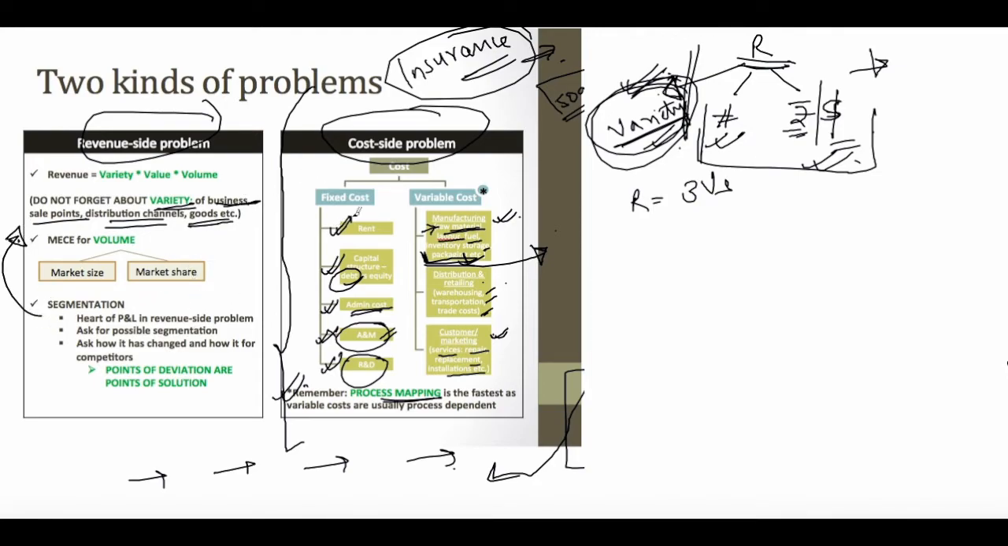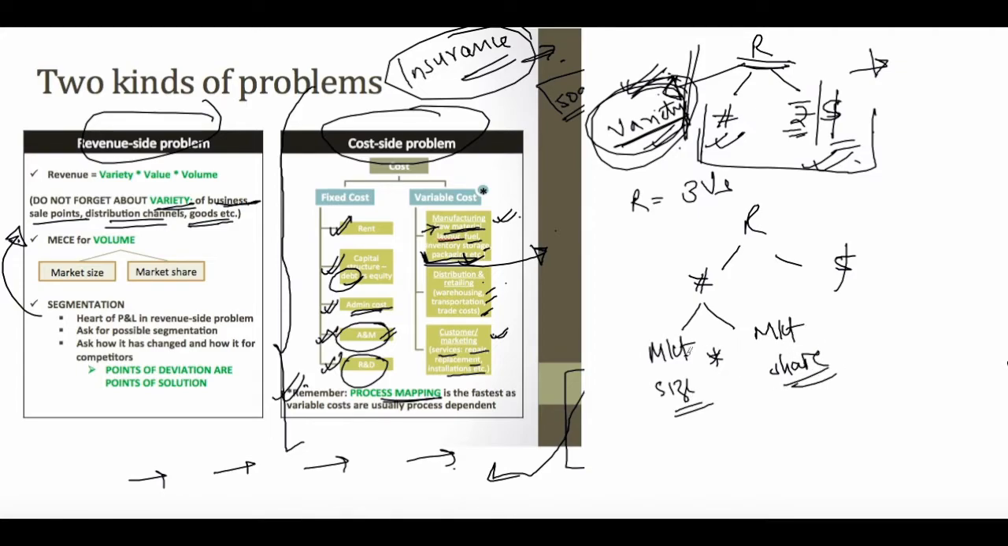segmentation. Okay. Now, once revenue is broken down into number of units into, let's use dollar for sake of ease. Now, number of units, as we have seen, is essentially market size into market share.